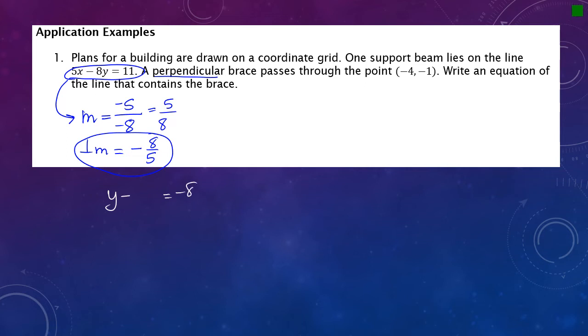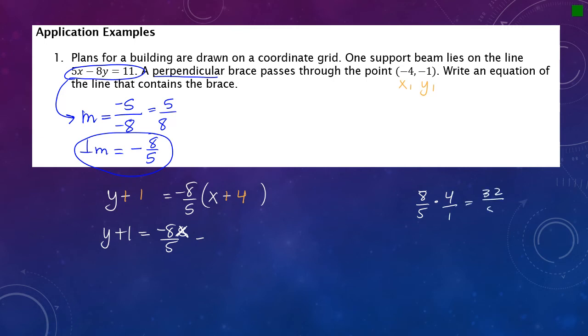And then I'm going to have to plug in my x1 and y1. So x1 and y1 are negative 4 and negative 1. So when I plug them in, they're actually going to turn into positives. So this is going to be y plus 1, and this is going to be x plus 4. So now we have to do some simplifying. So I have y plus 1 equals negative 8/5 times the quantity x plus 4. And then I'm going to do a little scratch work over here. I know it's going to be negative because I have a negative times a positive. So let's just do 8/5 times 4. So again, that's like 4 over 1. So this would be 32 over 5.